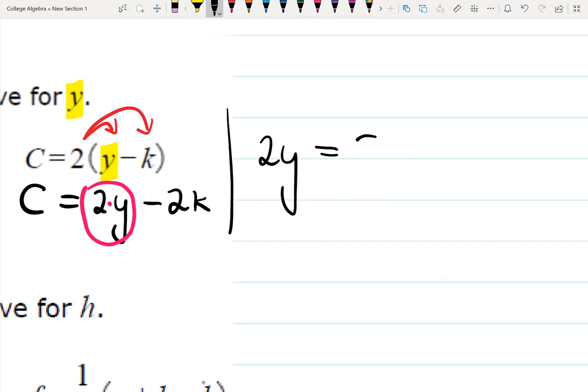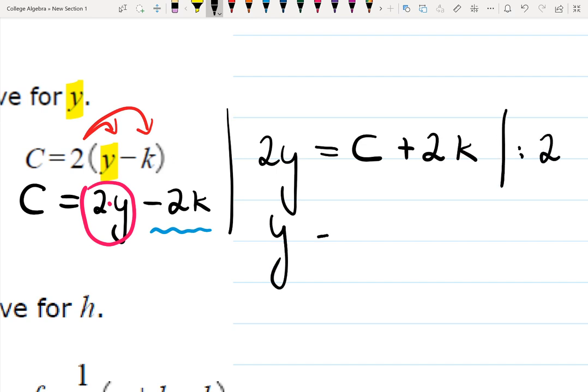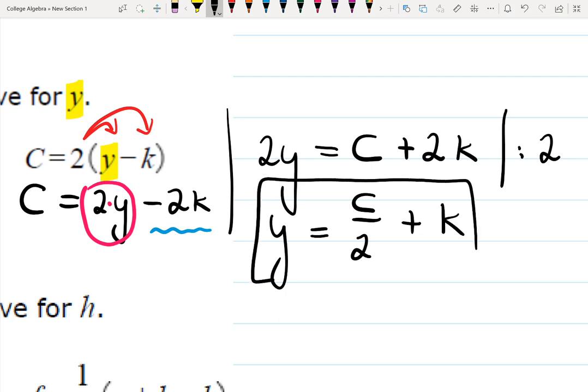2Y equals C, it was on the other side of the equal sign. And then I will add 2K to both sides, so it's going to be plus 2K to get rid of this negative 2K. The last step is to divide by 2 to isolate Y. Y equals C over 2 plus 2K over 2. But 2K over 2 is just K. And that is the answer.